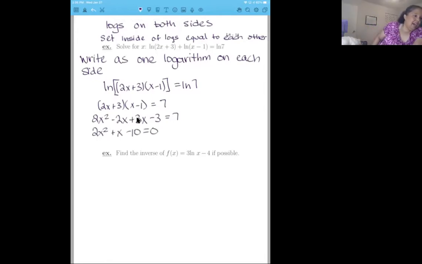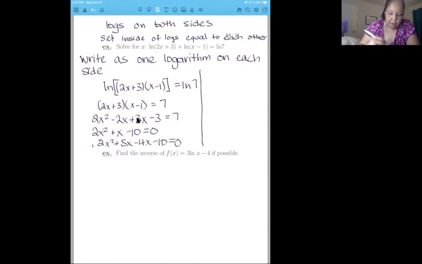All right, and I'm going to use the AC method, which means I multiply A and C. So I need two numbers that multiply to give me negative 20 and add to give me a positive 1. So I believe that's 5 and negative 4. So let's see here. I have 2x squared plus 5x minus 4x minus 10 equals 0. Right, and then we're going to factor by grouping.